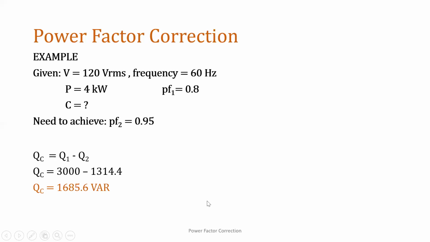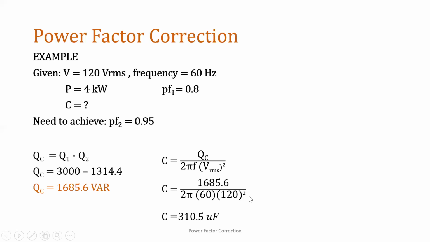Okay, so we need to get the capacitance. Capacitance is equal to the reactive power contributed by the capacitor divided by 2 pi f multiplied by Vrms squared. So we have 1,685.6 vars divided by 2 pi times the frequency of 60 hertz multiplied by 120 squared. So our capacitance is equal to 310.5 microfarads. This is the value of capacitance needed to raise the power factor from 0.8 to 0.95.